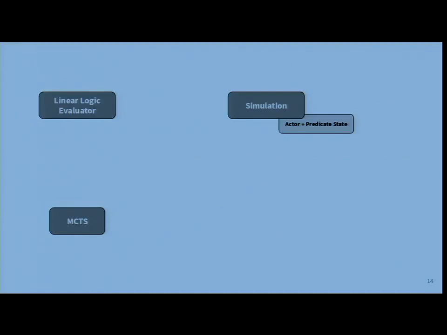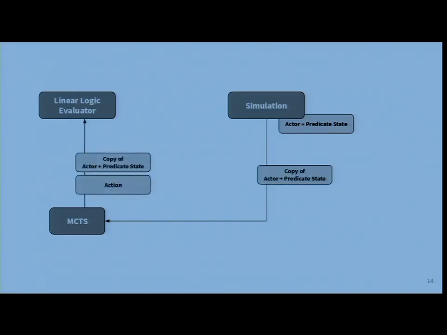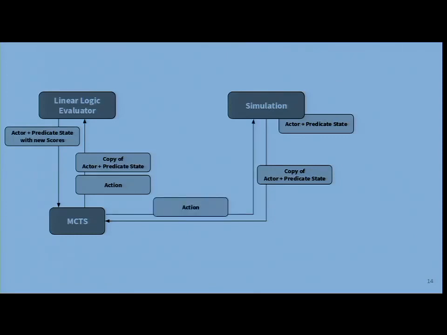Now, just a rough breakdown of what the system consists of, mostly those 4 blocks, where the simulation processes the actor and the predicate state. It can pass a copy of it to the MCTS subsystem. It will just ask the linear logic evaluator, given that action, what is the score I'm expecting for this? It will report back. The MCTS system does its thing, as we've just seen on the slide again, and finally reports back the most promising action, which the simulation can then apply to its canonical copy of the actor and predicate state.